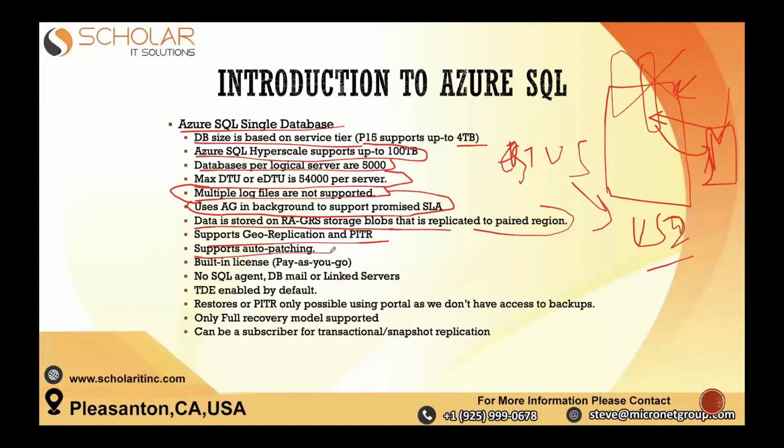It supports automatic patching because that's a fast service. You can bring your own license, or you can use the built-in license. You pay for whatever you use, pay as you go. There is no SQL Server Agent, database mail, or linked server. If you need any of these agent functionalities, you can use Elastic Jobs or other tools out there to set up your jobs.